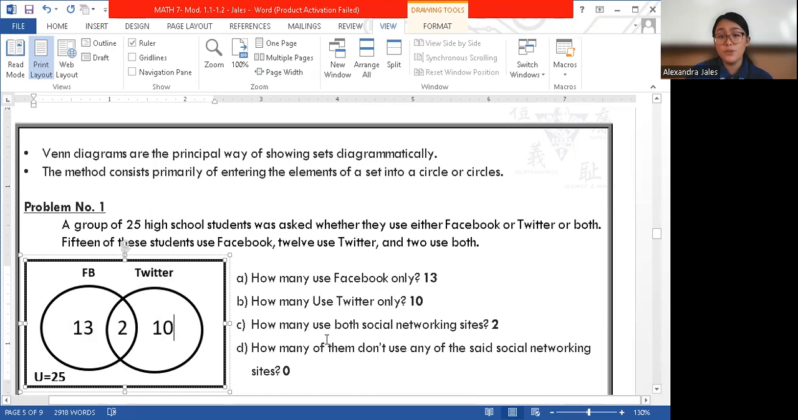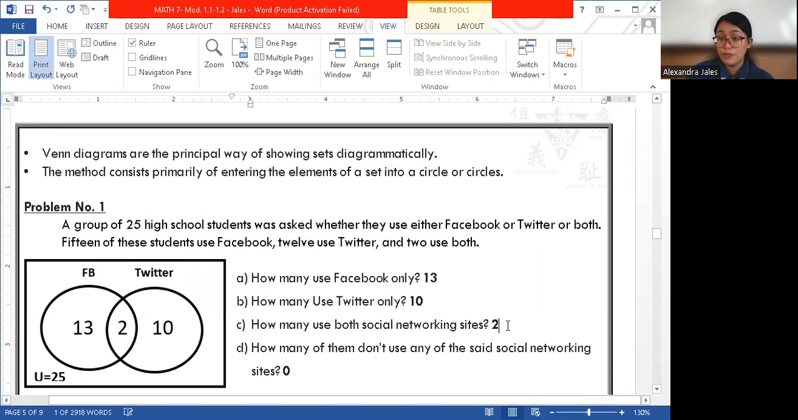And how many use both social networking sites? That means both Facebook and Twitter. This is your intersection of sets. This center is the intersection of your sets, which is 2. So that means the intersection of Facebook and Twitter is 2.